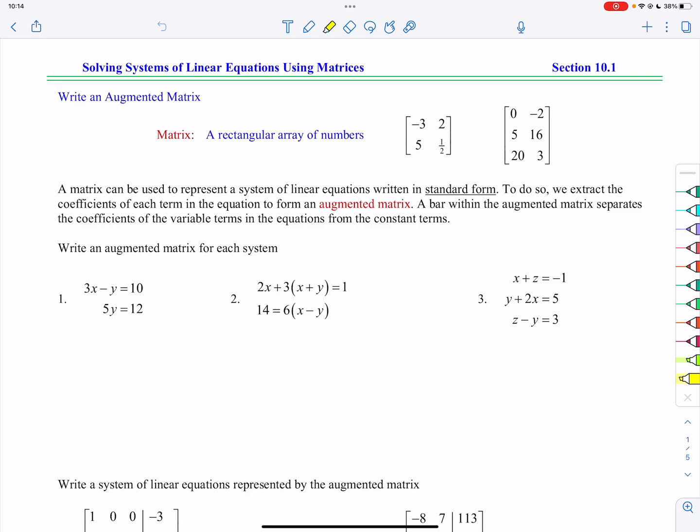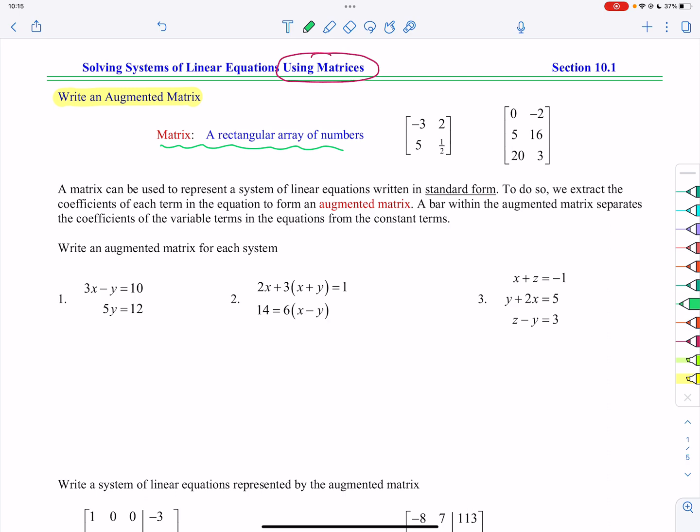This is section 10.1, solving systems of linear equations using matrices. So we're going to be solving systems using matrices. Let's first begin by writing an augmented matrix. A matrix is a rectangular array of numbers, and you can see here to the right, both of these are examples of a matrix.